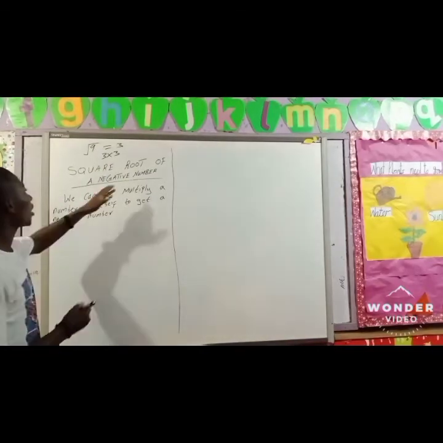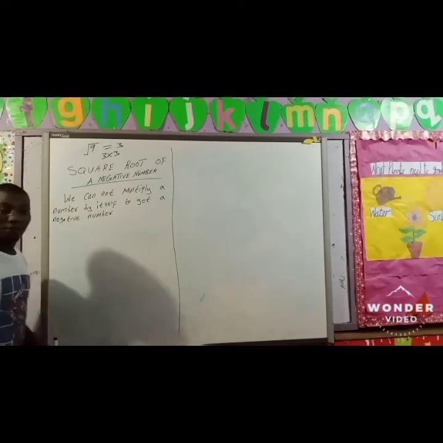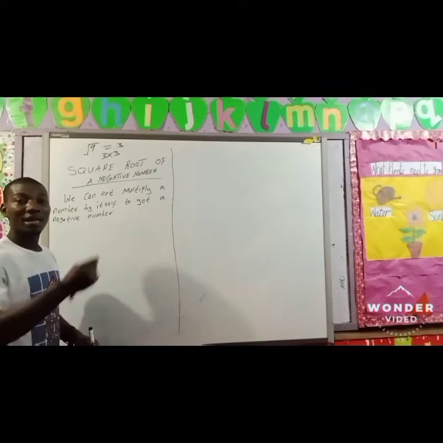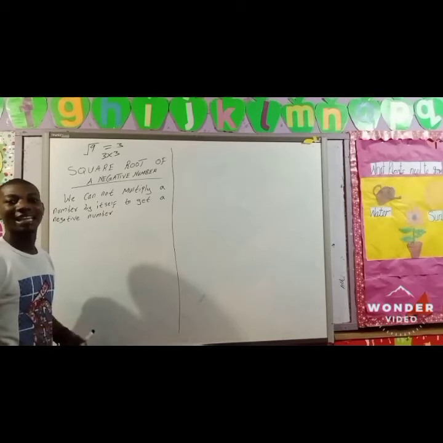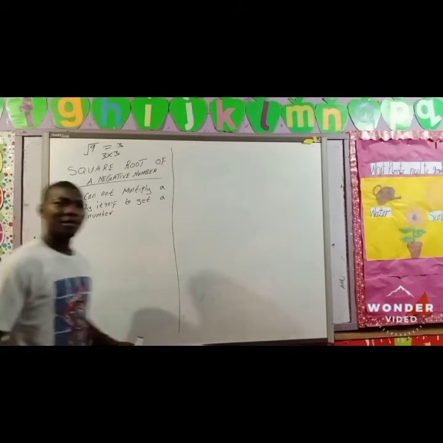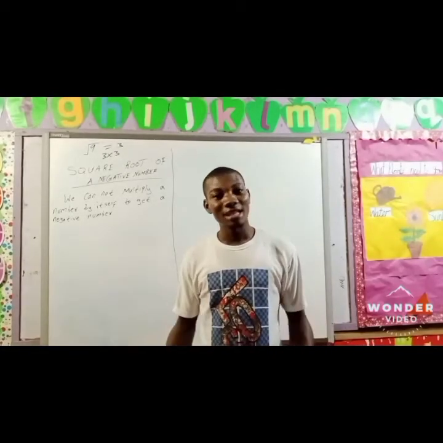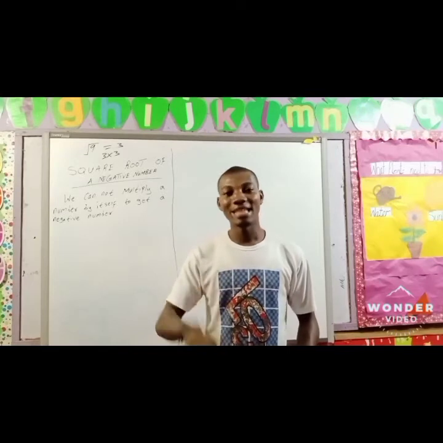Now I want to look at the square root of a negative number. How can we take the square root of a negative number? Look at this statement. We cannot multiply a number by itself to get a negative number, the way we multiply 3 by 3 to get 9. There's no way we multiply a number by itself to give us a negative number. So how can we find the square root of a number if we cannot multiply a number by itself to give us a negative number? For example, 3 times 3 is 9. Minus 3 times minus 3 is also 9. So there's no way you multiply a number by itself and get a negative number.